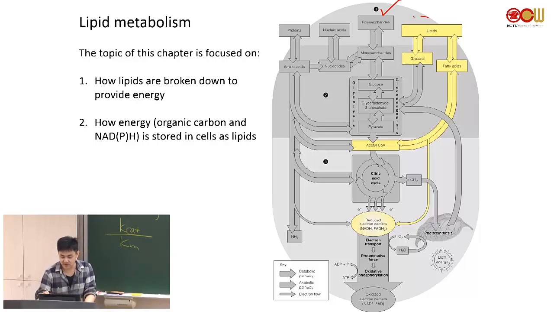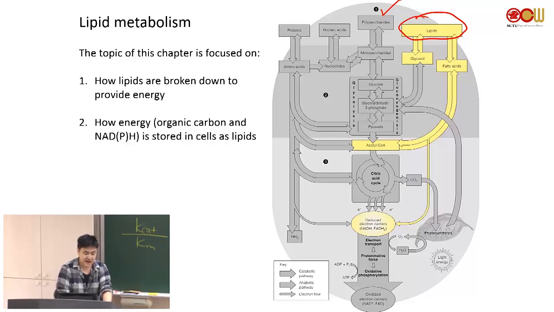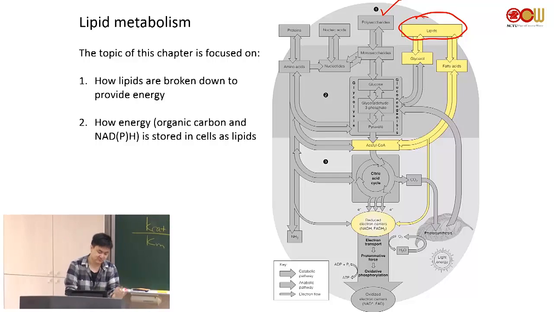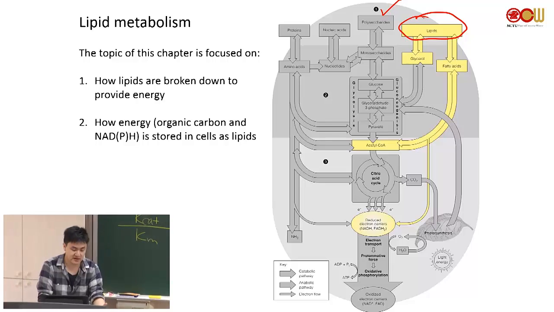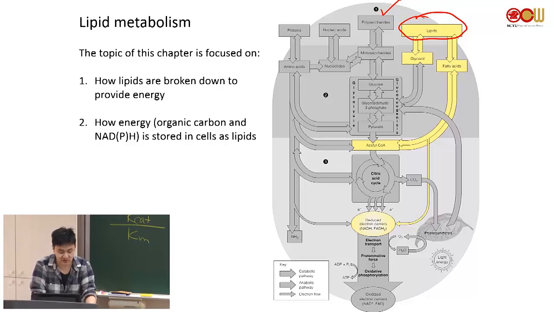Okay? Now we're going to focus on lipids, how to degrade lipids and how to make lipids. Okay? So really, the topic of this chapter is focused on how lipids are broken down to provide energy, and then how the energy, that is organic carbon and NADH, or NADPH actually, is stored in cells as lipids. Okay, so we talked about structure of lipids last semester. Now we're going to talk about how you actually make it.